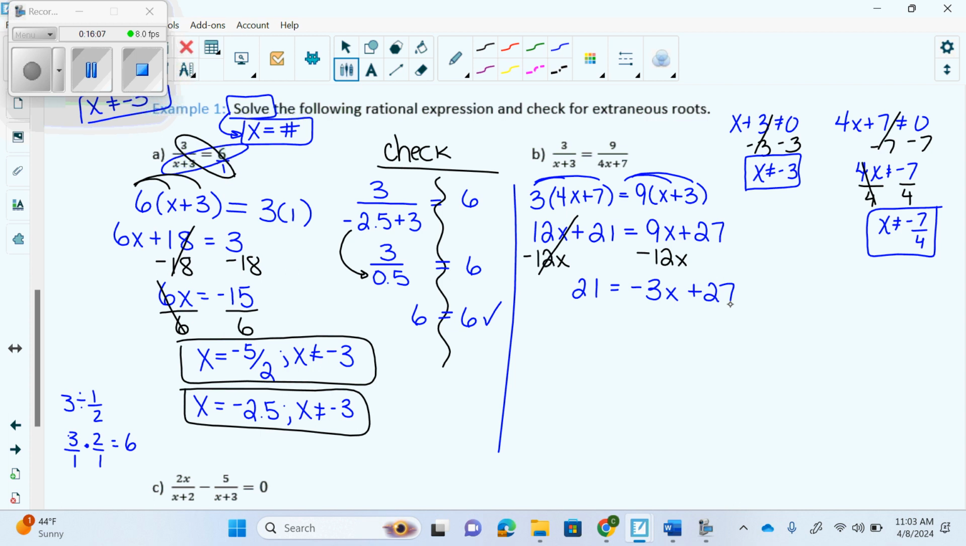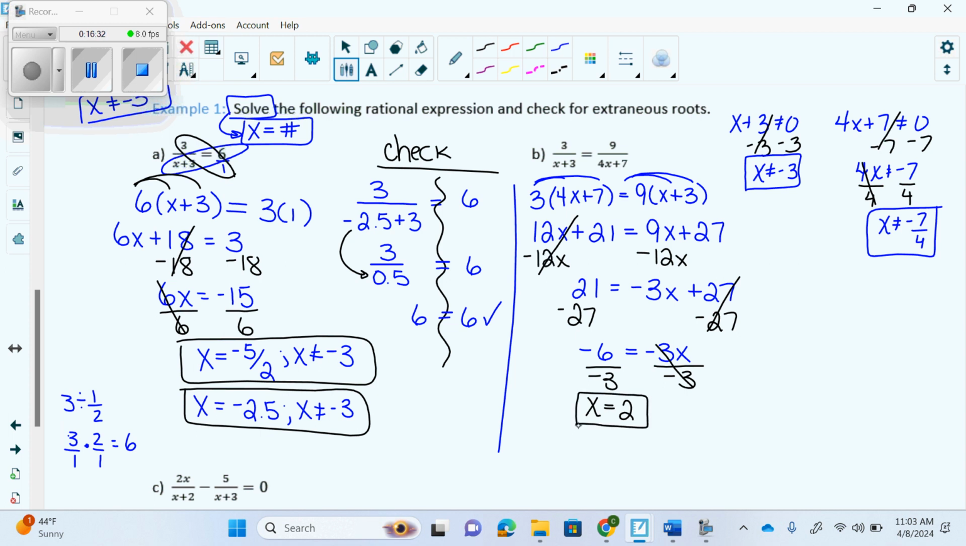Right? Okay. So I need to move this 27 first. I'm going to subtract 27 to move it over. And I get 21 minus 27, which is negative 6, equals negative 3x. And now I can do the multiplication movement. Now what's the opposite of multiplication? Division. So I'm going to divide, and I'm going to get x equals 2.